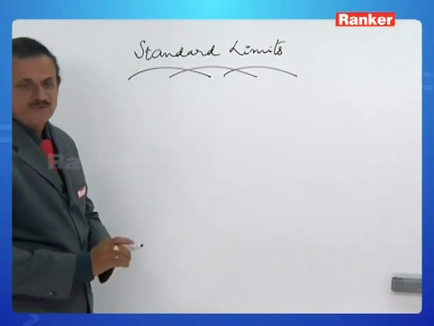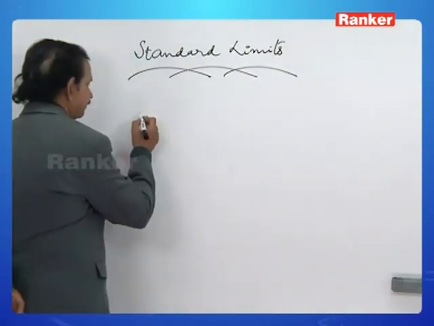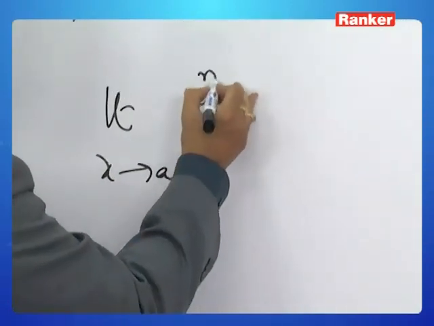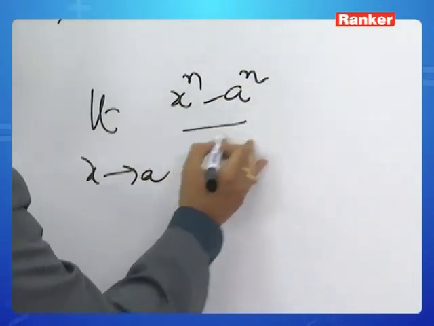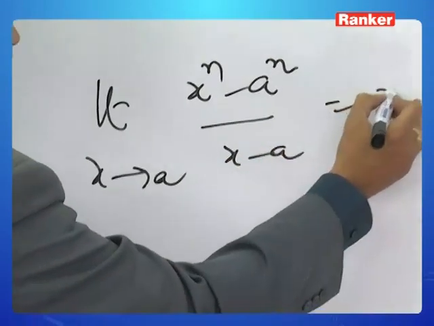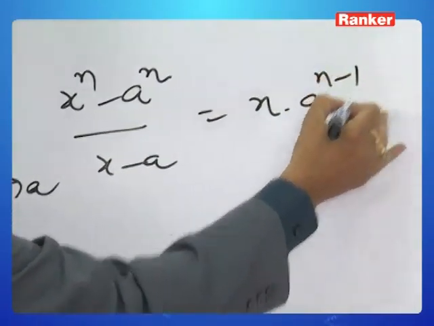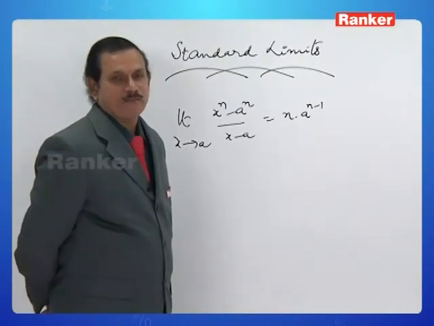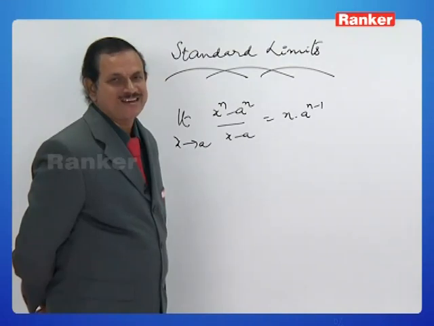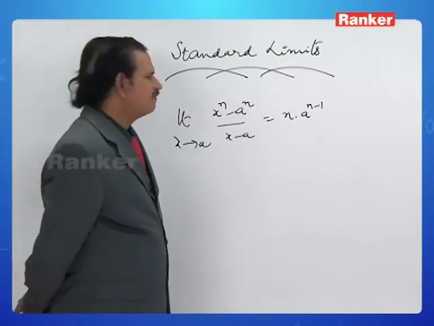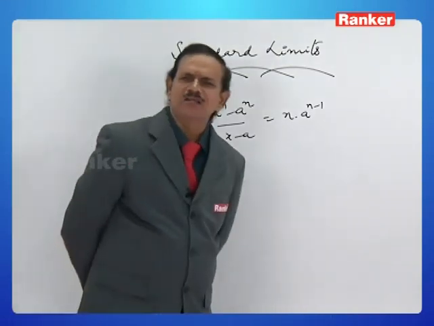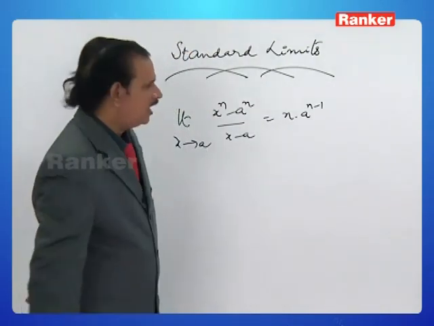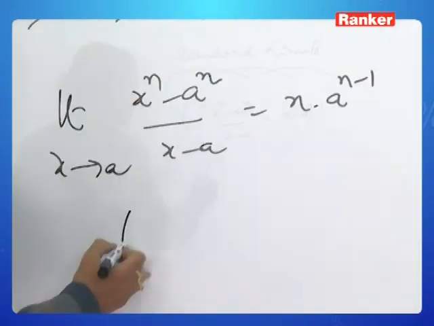Among these standard limits, the very first one is limit as x tends to a of (x^n minus a^n) by (x minus a) is equal to n into a^(n minus 1). One of the most famous and useful standard limits it is. Its proof is studied in our earlier classes itself. Such a standard limit it is. And let us observe some illustrations for this.